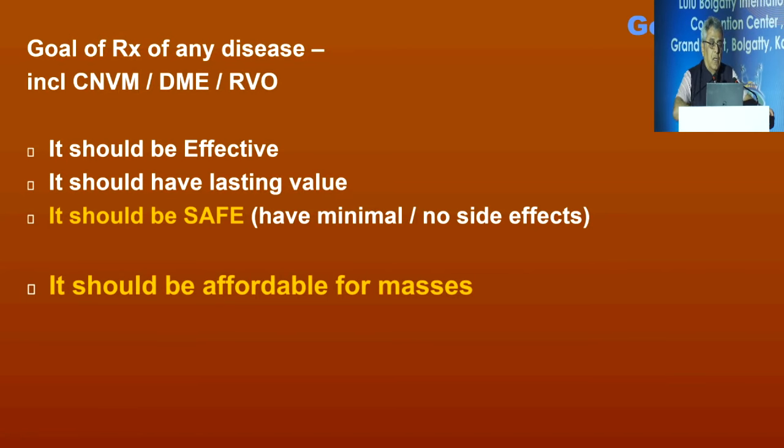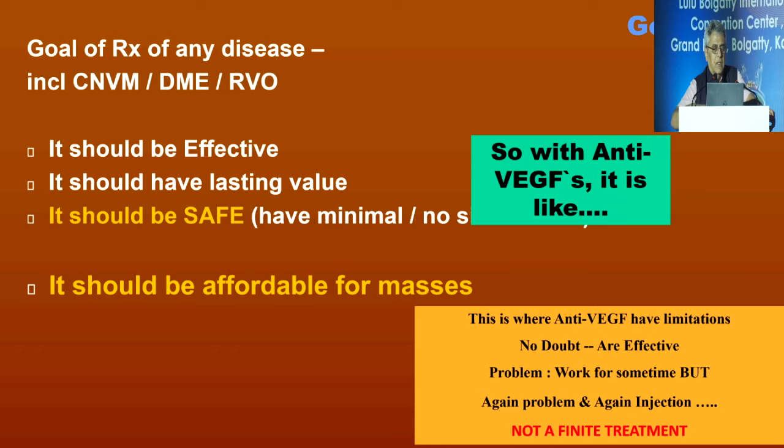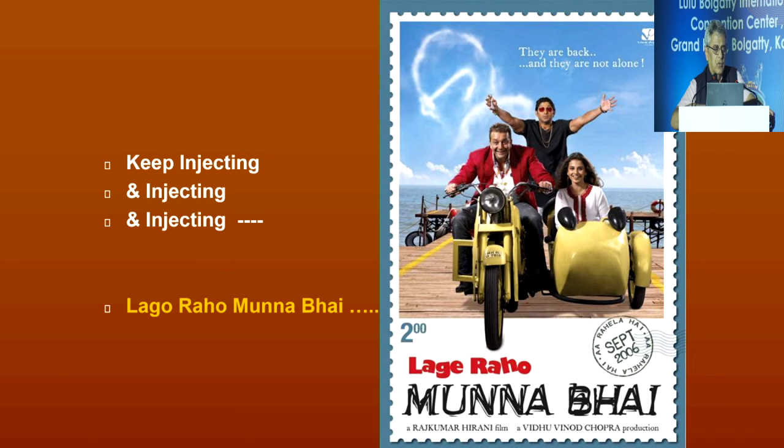number of injections is the issue. Believe me, the goal of any treatment, whether it is RVO, CNVM or DME, is not only that it should be effective and have a long-lasting value, it should be safe, because safety is of paramount importance. Plus, if the treatment is not affordable for the masses, it does not stand the test of time. This is where anti-VEGFs have limitations. There is no doubt they are very effective, but the problem is they work for some time, and again injections are required, because it is not a finite treatment. So with anti-VEGF, it is something like keep injecting, something like what we see in the movie Lage Raho Munna Bhai.